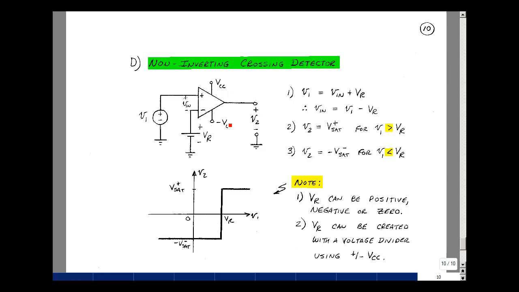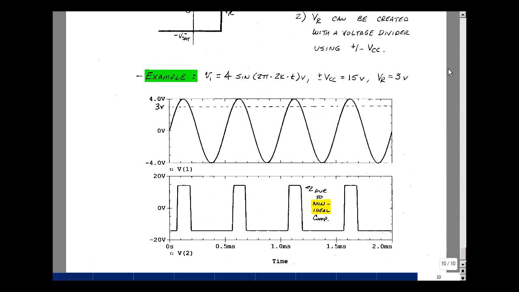Let's take a look at some lab data. Using a 4 volt, 2 kilohertz sine wave with a plus and minus 15 volt power supply. Suppose my reference voltage is 3 volts. So here's a graph of my voltage V1, has a period of 1 over 2k or half a millisecond, goes up to plus 4 and then down to minus 4. Here's where 3 volts is, marked it on this plot. And whenever the input is greater than 3 volts, the output saturates positively. Likewise here, here, and here. And then when it's below that, it saturates negatively. So all below here we're minus 15 roughly, and then minus 15, and so on.